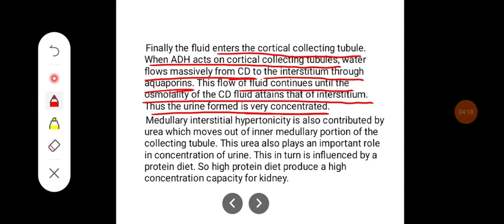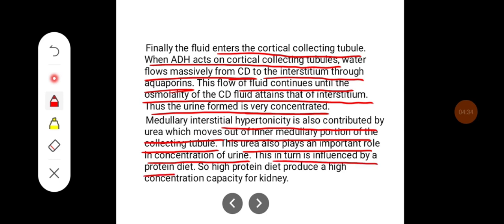The medullary interstitial hypertonicity is also contributed by urea, which moves out of the inner medullary portion of the collecting tubule. This urea also plays an important role in the concentration of urine. This in turn is influenced by a protein diet. So, a high protein diet produces a high concentrating capacity of the kidney.